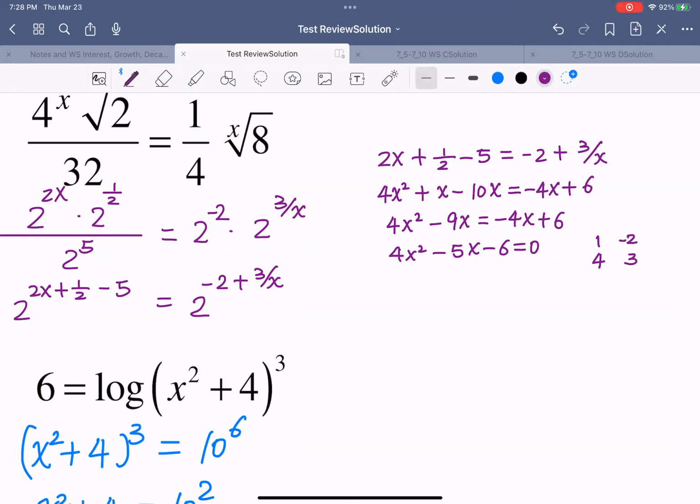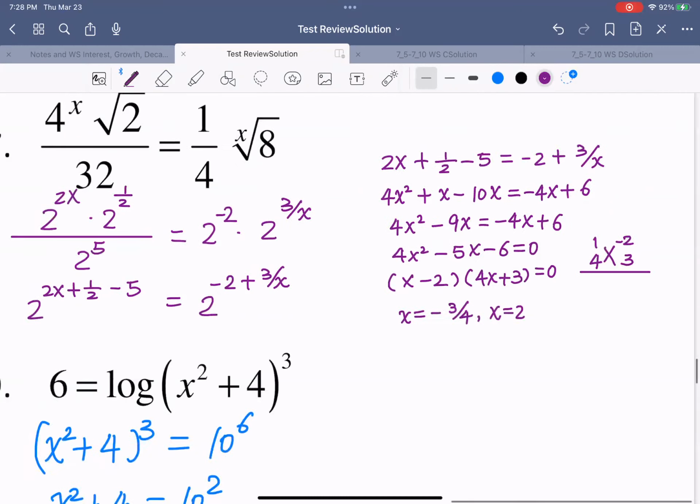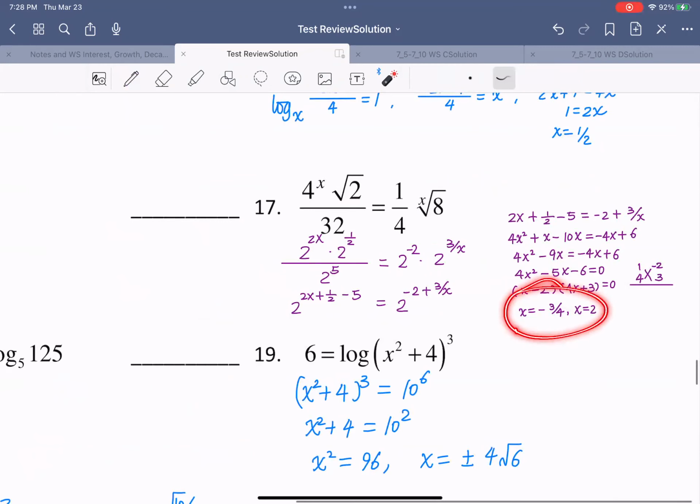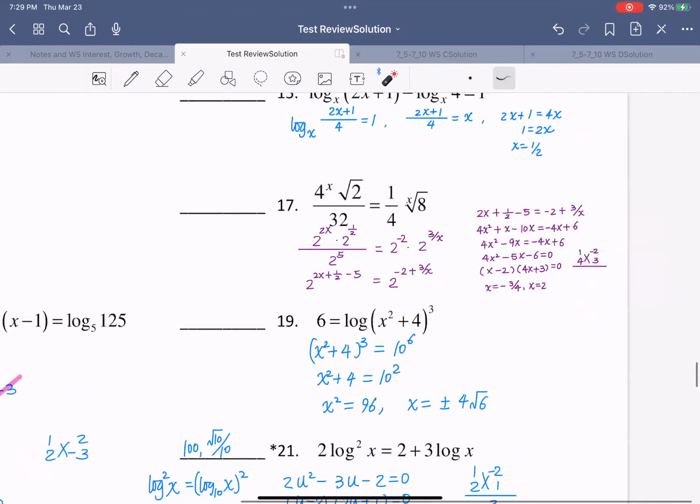And here negative. Correct? Yes. So this becomes x minus 2 times 4x plus 3. So x becomes -3 over 4 and 2. That's it. And people ask, do I need to worry about the negative solution or positive solution? This is an exponential one, you don't worry. If it's a logarithm, you have to check. You have 2 solutions.